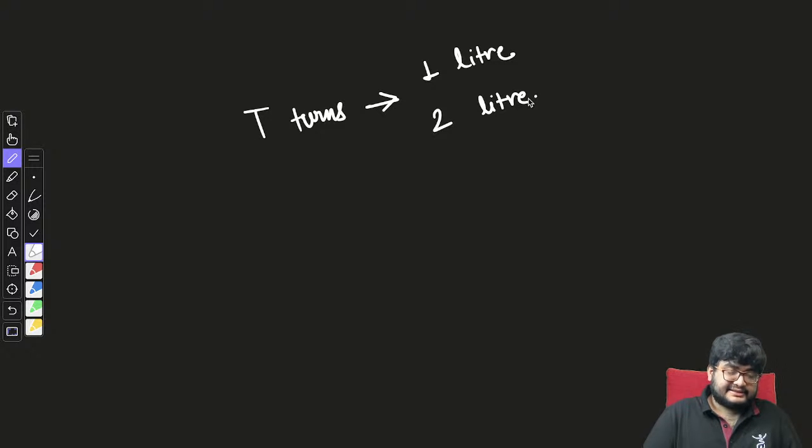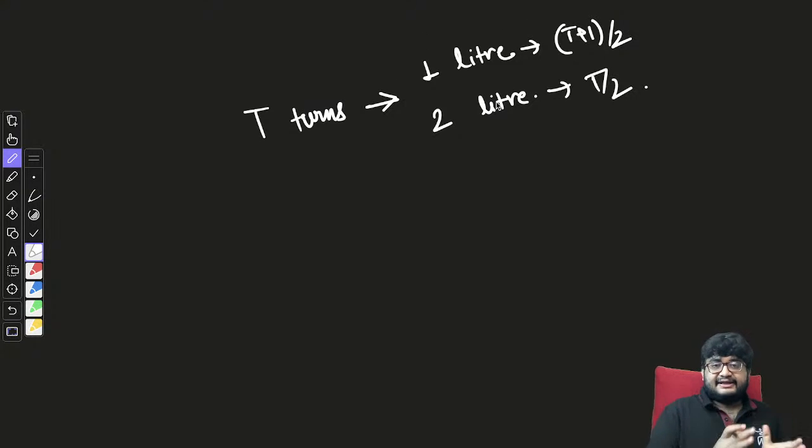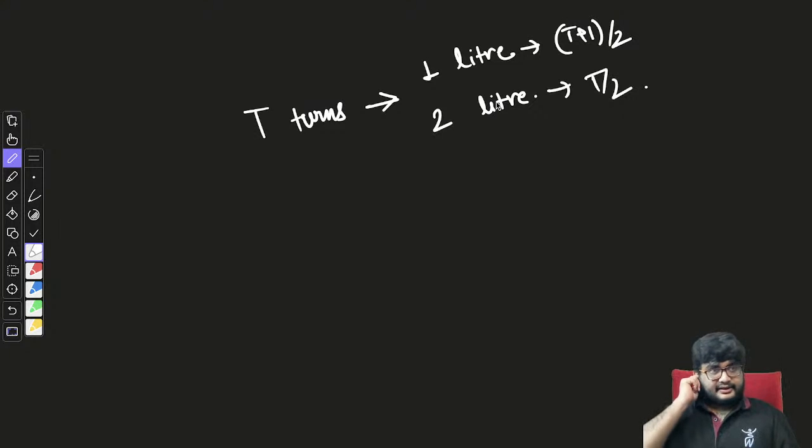Total turns is t, let's say. How many turns will have 1 liter, how many turns will have 2 liters? So 1 liter will be (t plus 1) by 2, and 2 liter will be t by 2. Like 1 liter will have 1 extra if t is odd, and 2 liter will be t by 2, right? Okay, we know that given t turns, we'll have these many 1 liter turns and these many 2 liter turns.